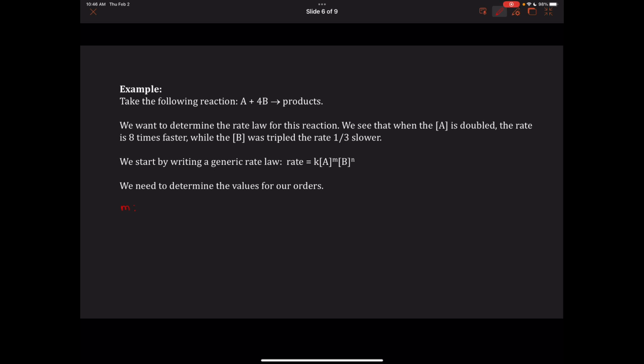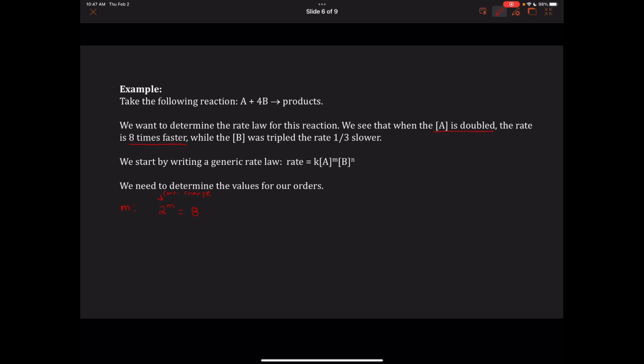So we look at how changing A's concentration changed the rate. A was doubled. So I'm going to take the factor by which my concentration changed, raise it to my order, and set it equal to my rate change. We said the rate was 8 times faster. Now at this point, some of you may be able to look at this and tell right away what that value might be. If not, you're going to have to solve for your M value.